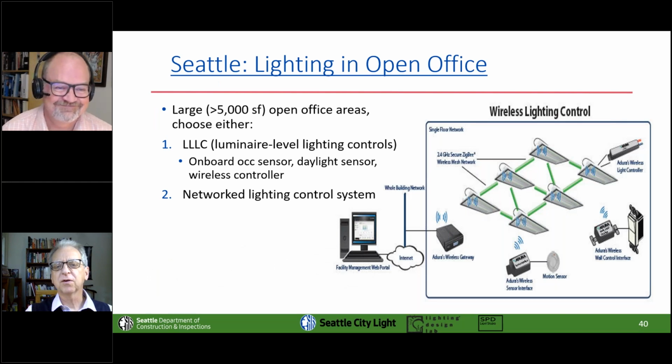Another code item for open office is, and I think I said Seattle here, but I think now it's in the new Washington State code as well. For over 5,000 square feet of open office area, you've got to choose either the LLLC fixtures or a network lighting control system. My office floor plate is big enough that you could have five of those 5,000 square foot open office areas. So it doesn't take a really large space to need to roll into this.